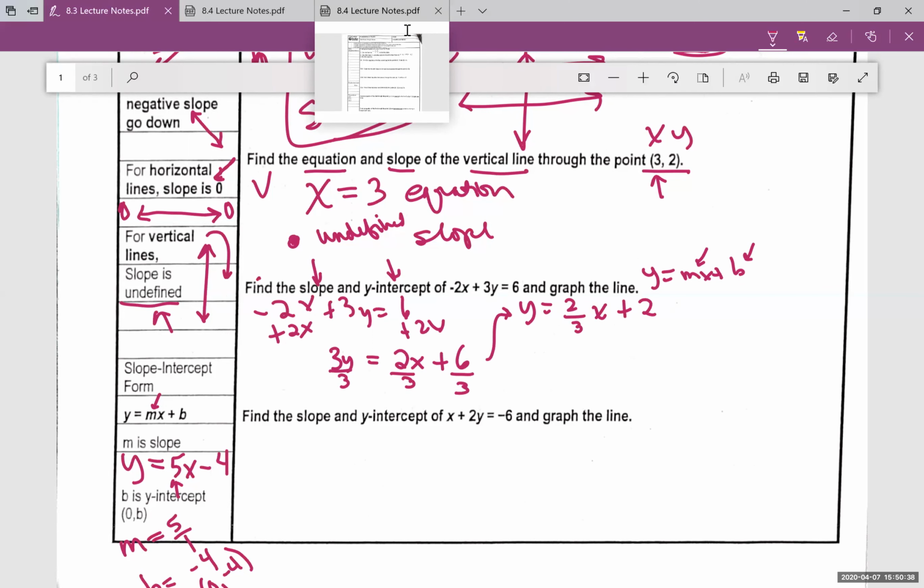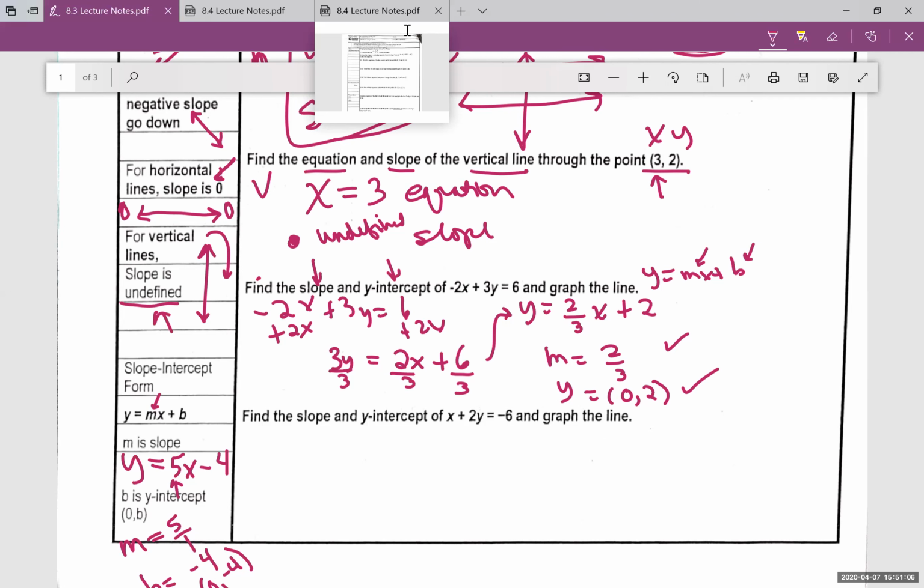We could easily go graph this, okay? But what we have here is that the slope is 2/3 and that the y-intercept, you can't just put 2 in, they make you put a coordinate in. So the y-intercept is 0, positive 2. Okay, and these are your 2 answers for Hawks.